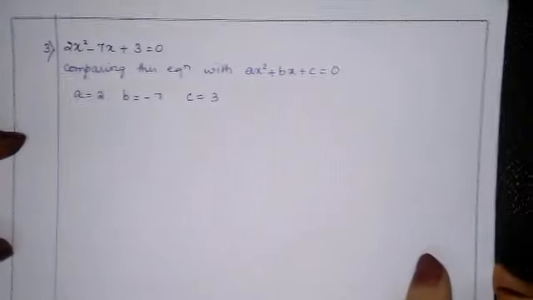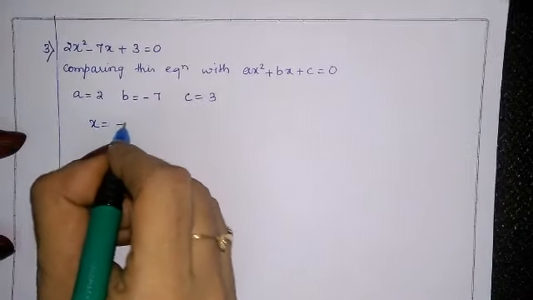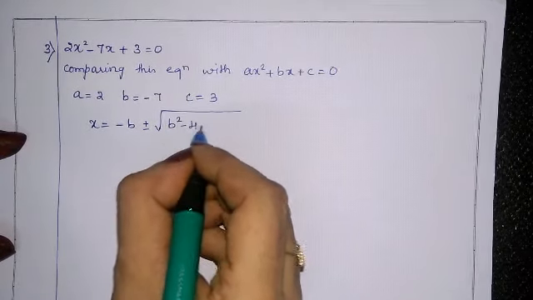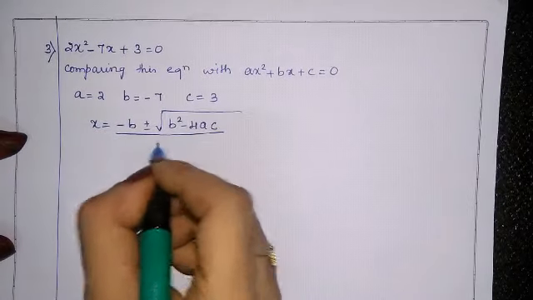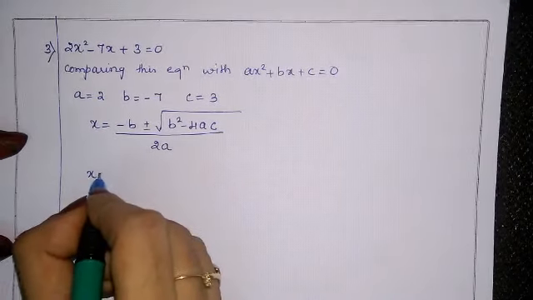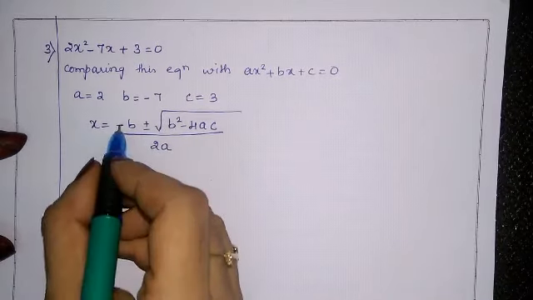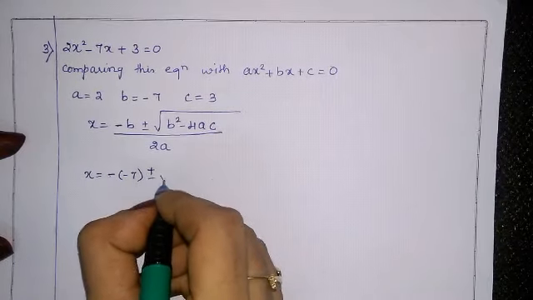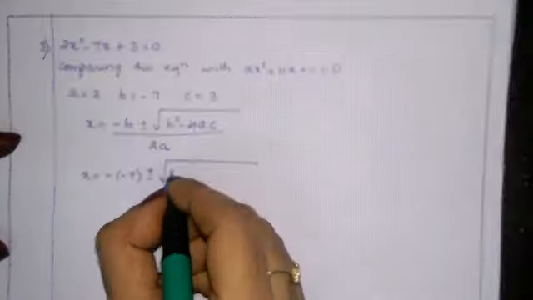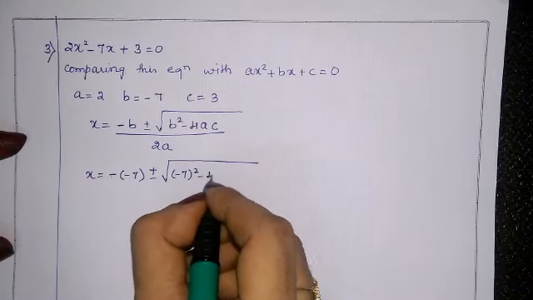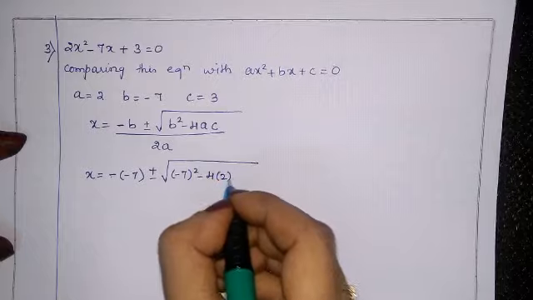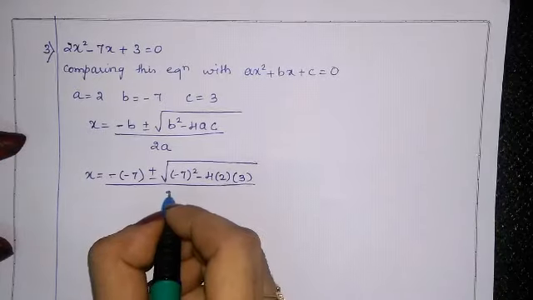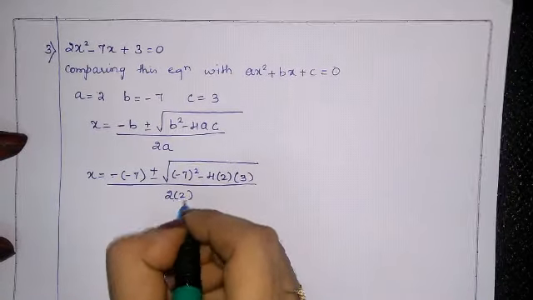So by formula method they have told now, so x is equal to minus b plus or minus root of b square minus 4ac upon 2a. So x is equal to formula minus as it is. This is formula minus I wrote. B value is minus 7 plus or minus root of b square is minus 7 square minus 4 into a value is 2, c value is 3 upon 2, a value is 2.